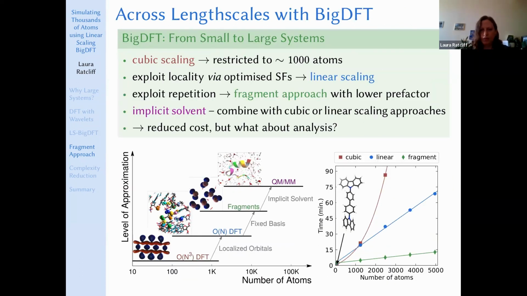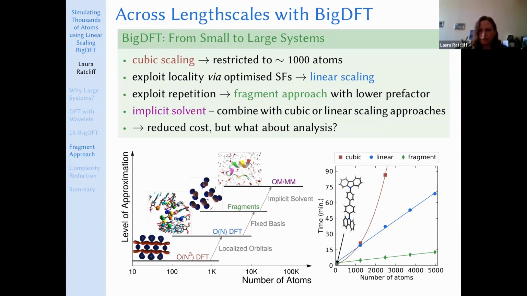So just to summarize the different methods we have available, we can go from cubic scaling to linear scaling to fragment scaling, each time introducing an additional approximation. We also have an implicit solvent method available that we can combine with both linear scaling and cubic scaling DFT. And we also can go between the methods. So we could use the fragment approach to generate a guess for linear scaling. We could use linear scaling to generate a guess for cubic scaling. So all of these methods allow us to treat systems containing thousands of atoms.